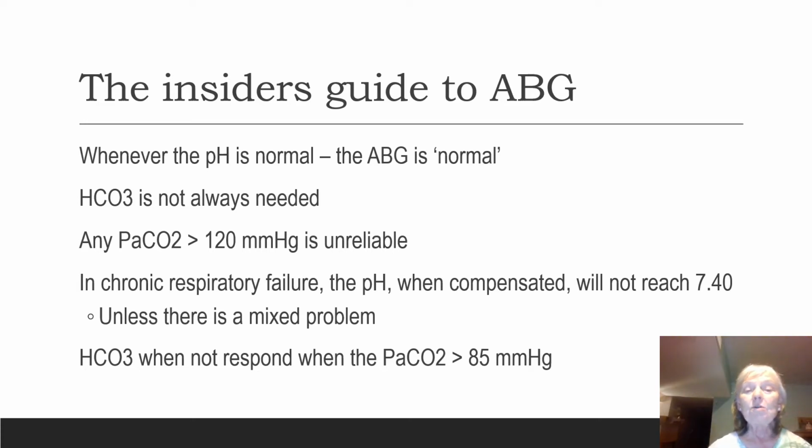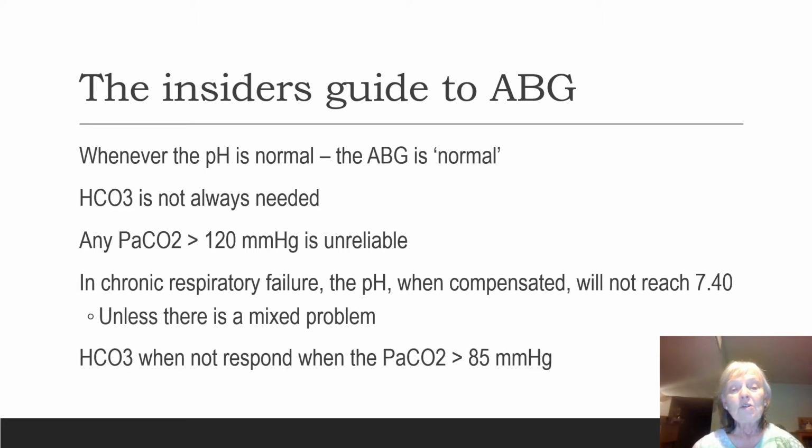Any PaCO2 greater than 120 millimeters of mercury is unreliable. Our ABG machines are not able to figure out what it is. How do you know that your patient has a PaCO2 greater than 120? A lot of times the blood gas slip will show you 120, may even show you 130 or something like that. If you look at a lot of these patients, they're still looking at you. They may not be able to carry on a conversation with you, but they can nod their heads and shake their heads, and they know yes and no.